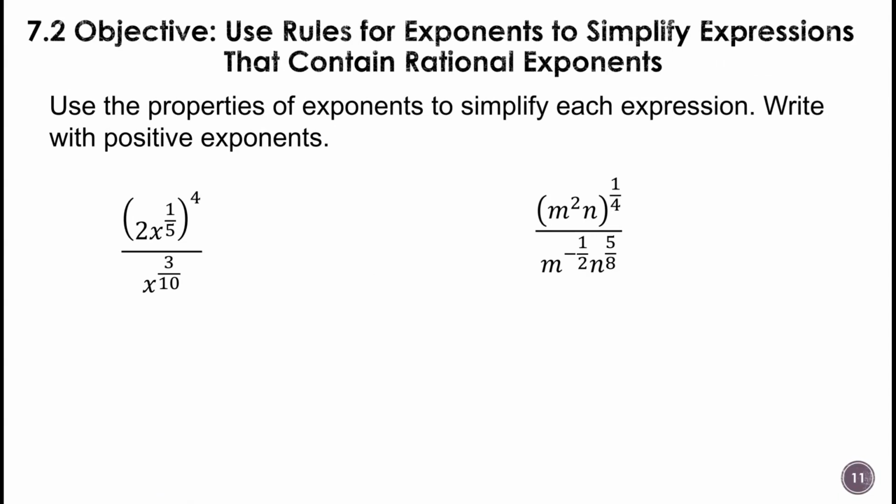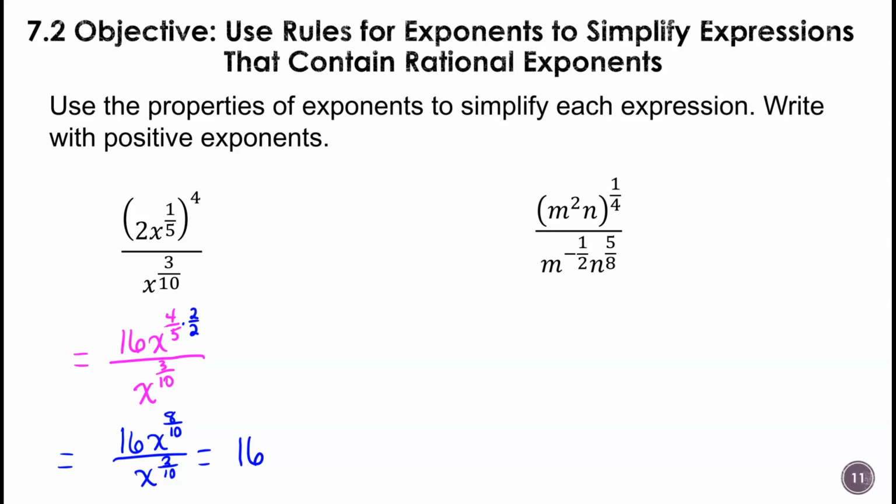All right, so on the next one, in the numerator, we have to simplify first before we can do anything with the denominator. So this is going to be 2 to the 4th power, which is 16, and then that will be x to the 4/5 divided by x to the 3/10. So we're going to take the 4/5 and subtract 3/10, and that means I would have to rewrite, multiply by 2, so that's going to be 8/10, 16x to the 8/10 over x to the 3/10. 8 minus 3 is 5, so the x will be to the 5/10, which is 1/2.